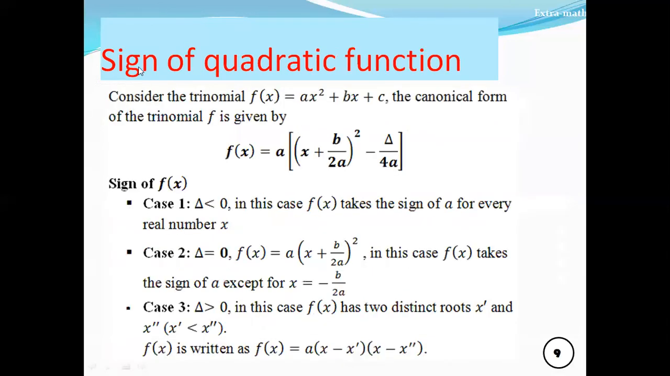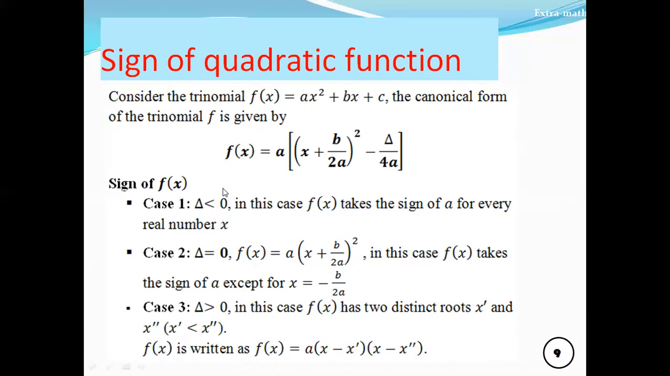Now let us study the sign of any quadratic function. Consider the trinomial or the quadratic form f of x equals ax squared plus bx plus c. f can be written under the form a times (x plus b over 2a) all squared minus delta over 4a, as we proved before. This is called the canonical form of f. We have to study three different cases: delta negative, delta equals 0, and delta positive.